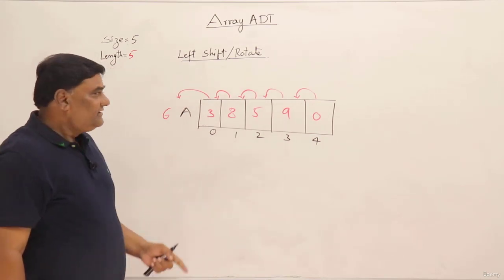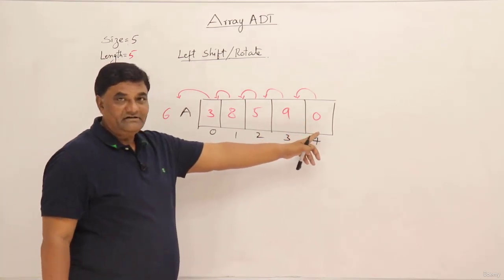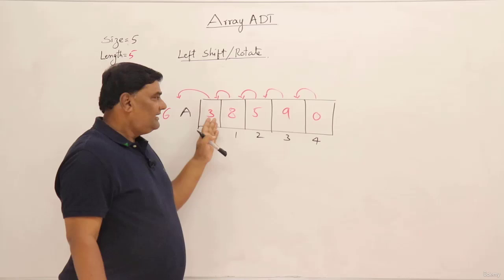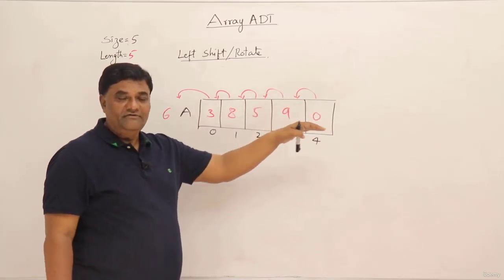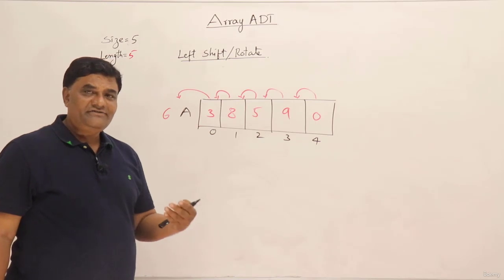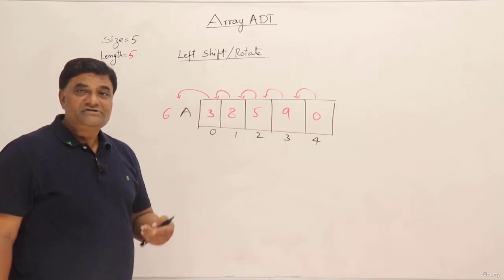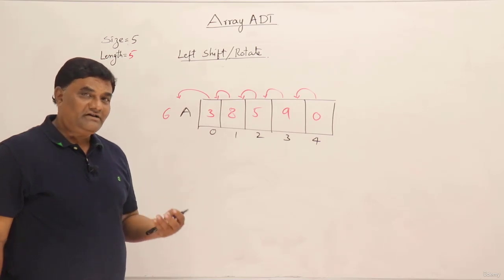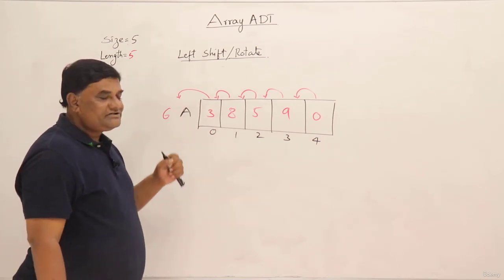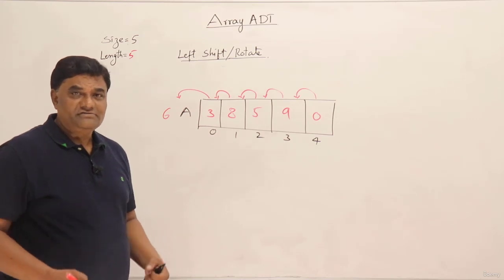So if I have to shift right, then I should start from here. We will lose the last element and all the elements will move one step forward and we get free space here, and it is 0. So just the direction is different in left shift and right shift. This is the shift operation. Then what is rotation?